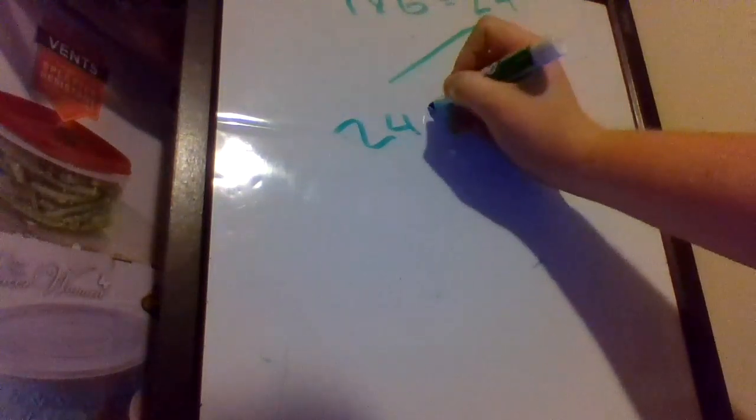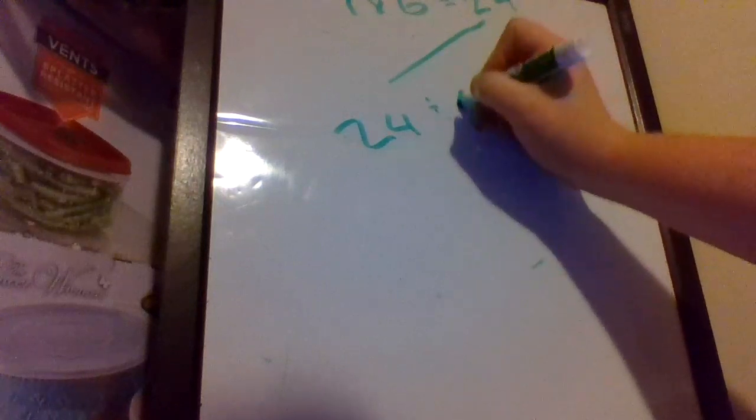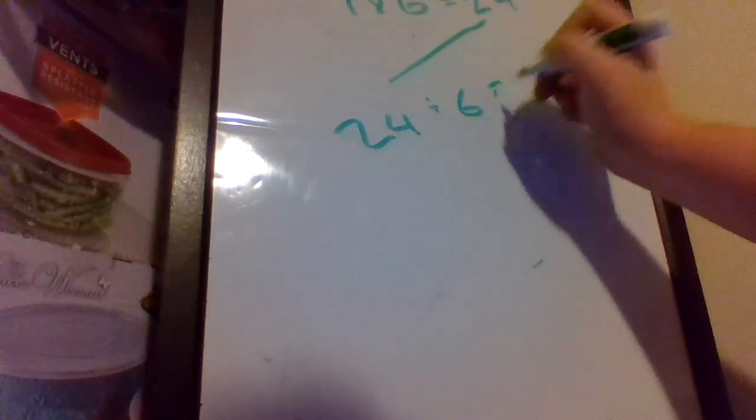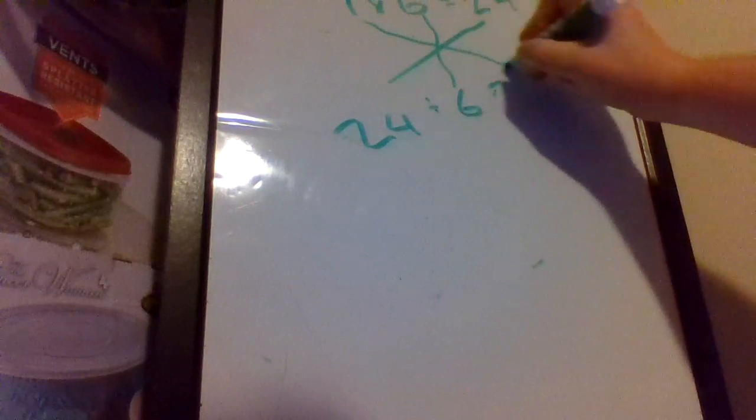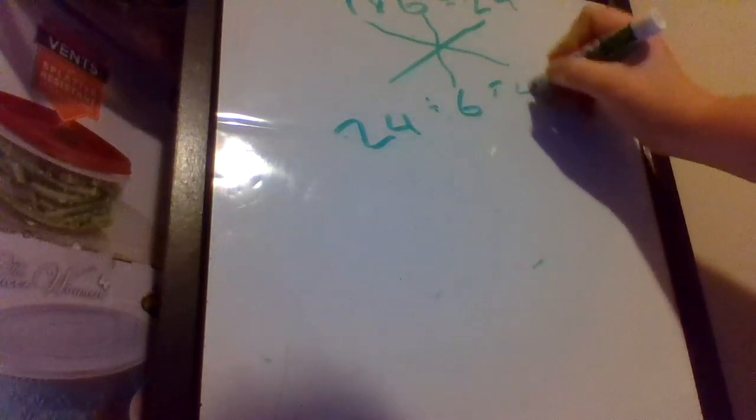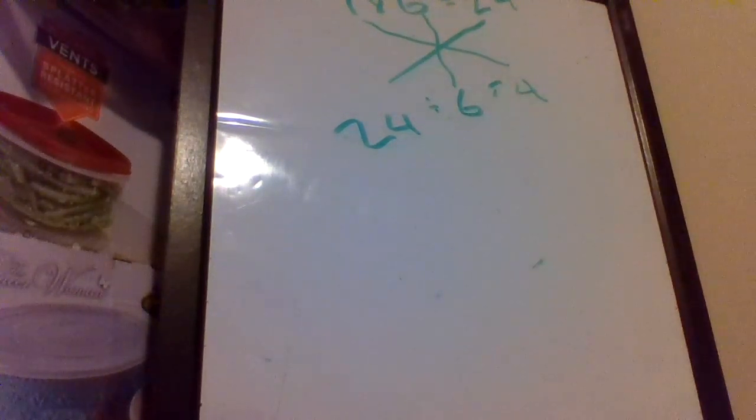So, now we know that 4 times 6 is 24. So, just like we just did, we move our 24 to the beginning, and we're going to divide by 6 equals, what's the last number in our original problem? 4. So, 24 divided by 6 is 4.